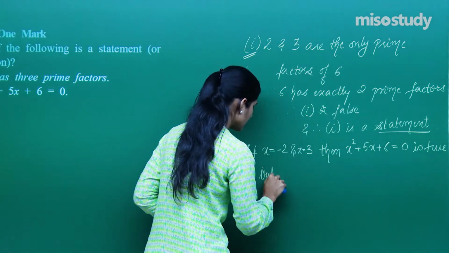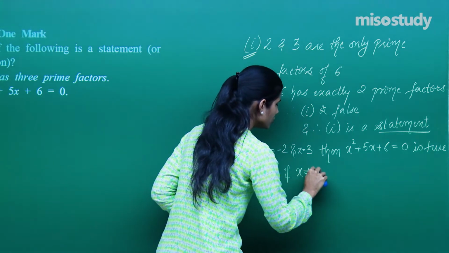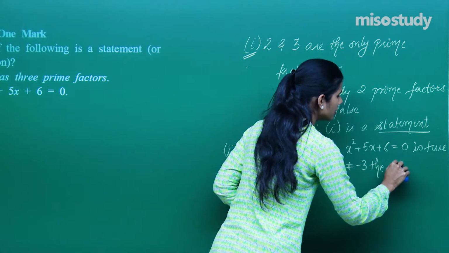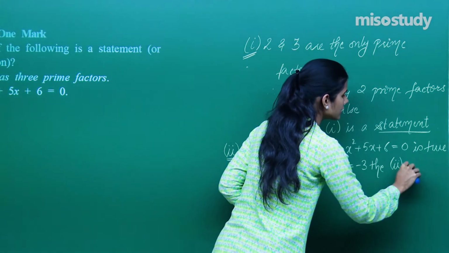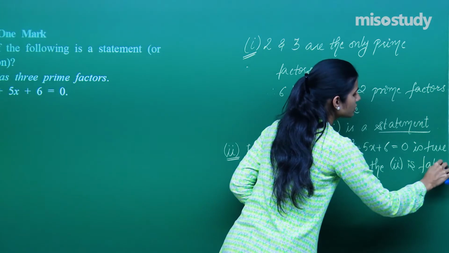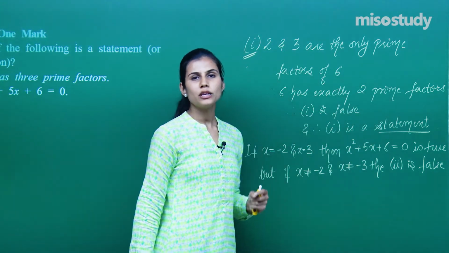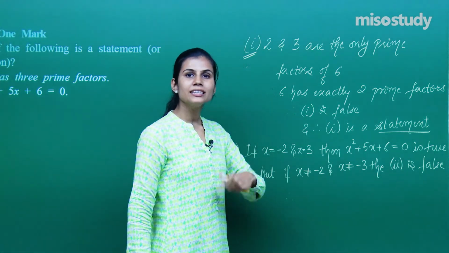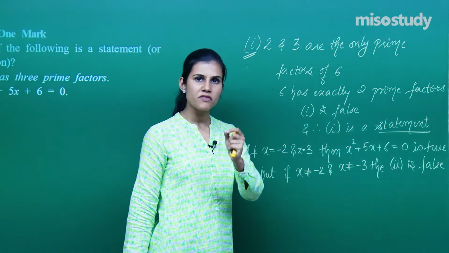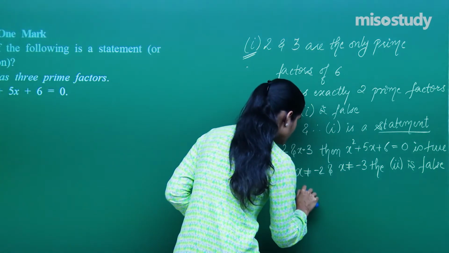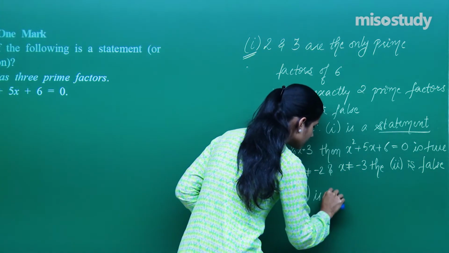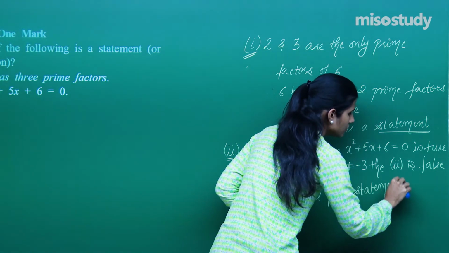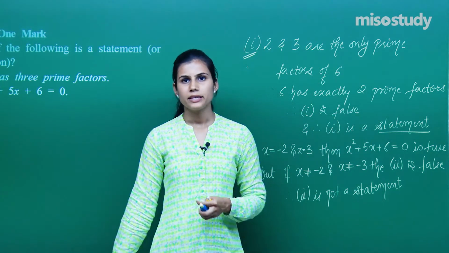But if x is not equal to minus 2 and x is not equal to minus 3, then the second statement is not true, it is false. So there is no fixed truth value which can be assigned to this sentence, and therefore for different values of x you are getting different truth values for this sentence. So there is no fixed truth value. Therefore I will say that 2 is not a statement. Is it clear? That's how you need to describe the reason and then declare the conclusion.